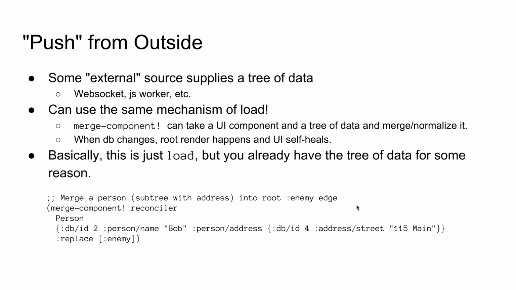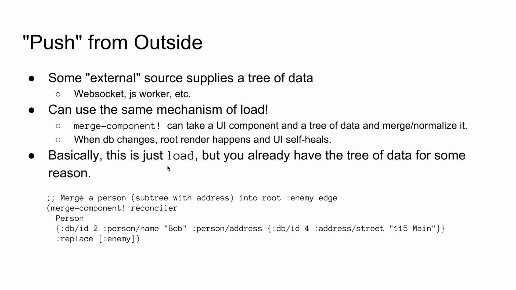And then of course we could have push from the outside. That could be a WebSocketed worker, whatever. But we can use the same exact mechanism load uses, this tree to DB. And we have a helper function called merge component for this that can take a UI component, a tree of data, merge and normalize it, and of course anytime the DB changes this way, root render happens and the UI self-heals.